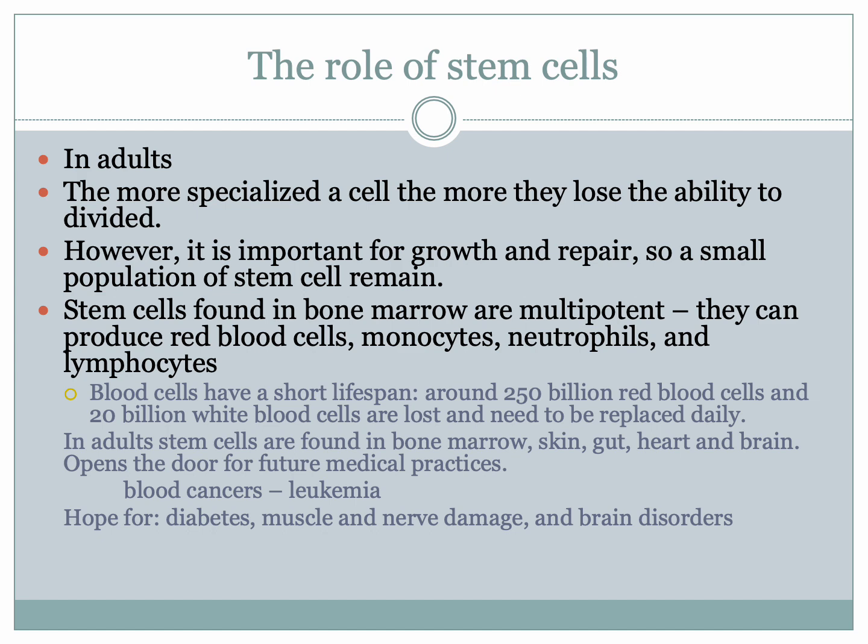In adults, stem cells are found in bone marrow, skin, gut, heart, and brain. This opens the door for future medical practices, studying things for blood cancers such as leukemia. There's a lot of hope for diabetes, muscle and nerve damage, and brain disorders such as Parkinson's and Huntington's disease.